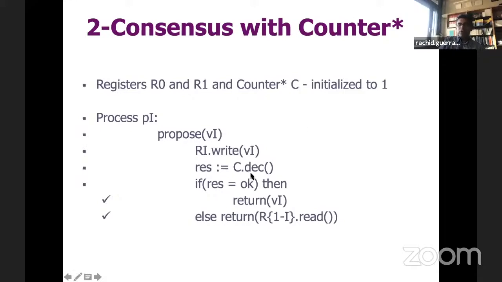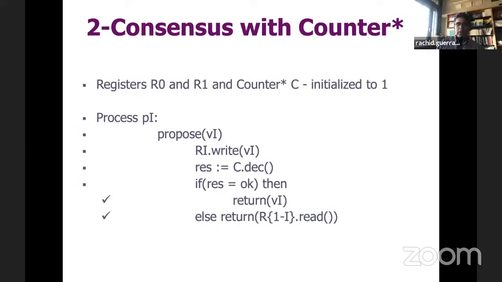Okay, but the counter has value 1. Intuitively, only one of us will be able to decrement. Okay, so if the result is okay for me, this means that I was able to decrement. I won. I return my value. Lausanne has a better weather. If I lose, I go to read what he wrote in his register, and what he wrote in his register is maybe Athens has a better weather.